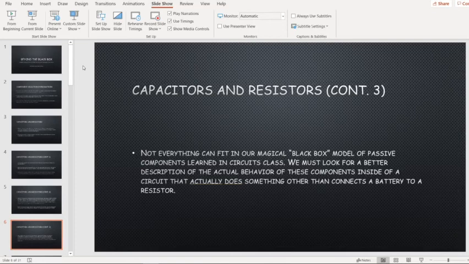So not everything can fit in our magical black box model of passive components learned in circuits class. We must look for a better description of the actual behavior of these components inside a circuit that actually does something other than connect a battery to a resistor. If you haven't taken circuits, essentially the first things you will deal with is a battery connected to a resistor, and the whole point of that is to calculate the voltage drop across the resistor and the amount of current flowing through it. But there's a lot more that goes into an actual circuit than just those two quantities.